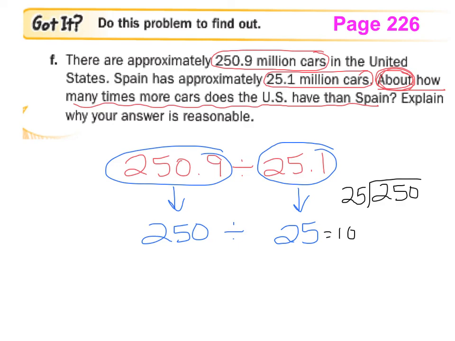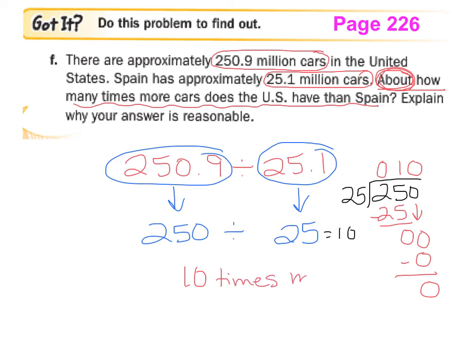25 goes into 0 times. 25 goes into 25 once. Multiply and I get 25. Subtract, I get 0. Bring down the other 0 and 25 goes into 0 times. And we get remainder 0. So we would say about 10 times more cars.